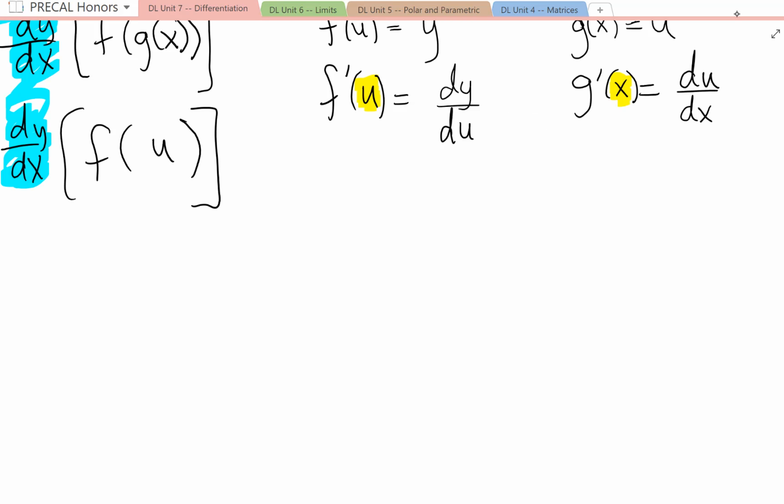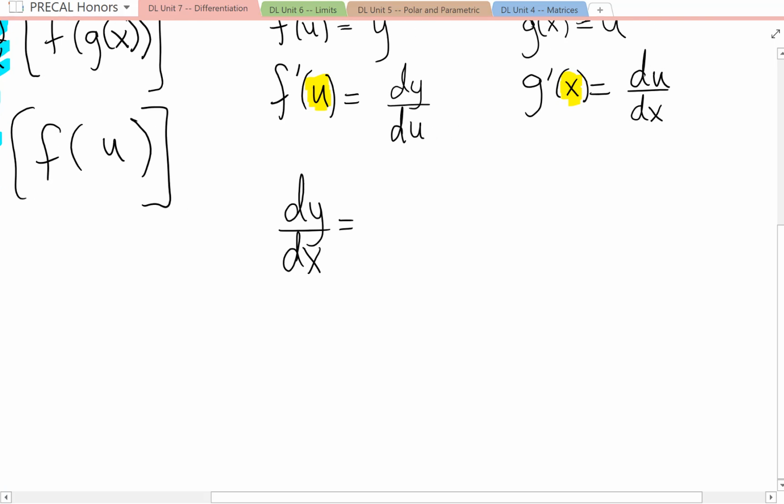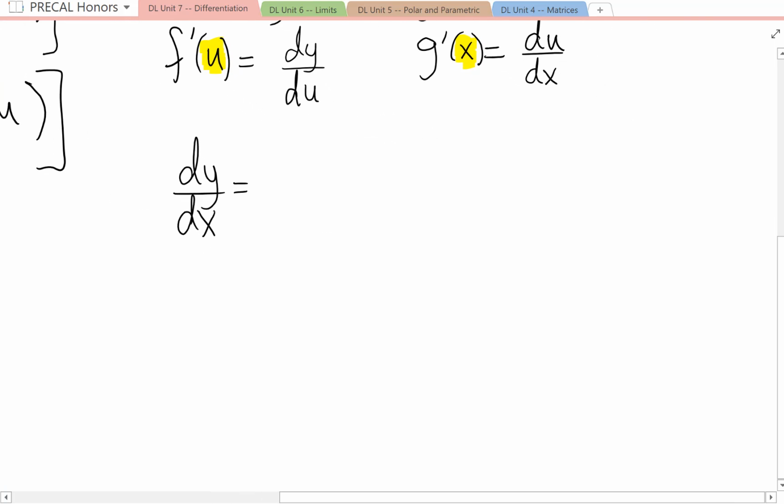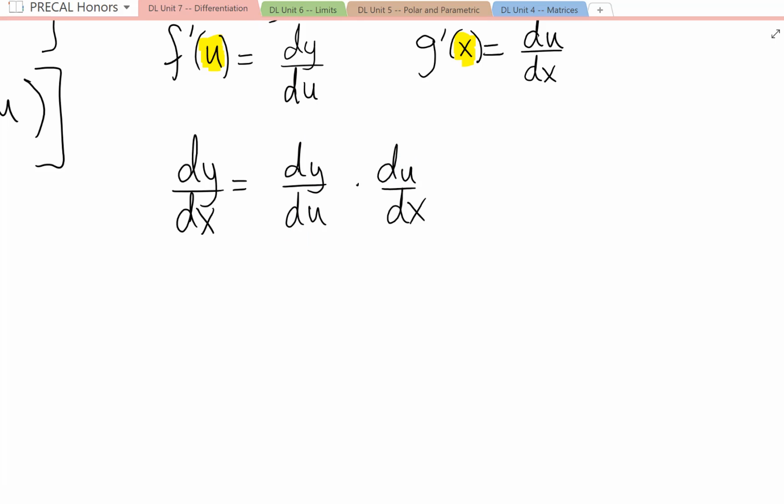So when they're asking us to find dy/dx, we can actually use our notations in a mathematical sense to help us with this. So cool. dy over dx. If I multiply dy/du times du/dx, du over du is 1, and I get dy/dx.